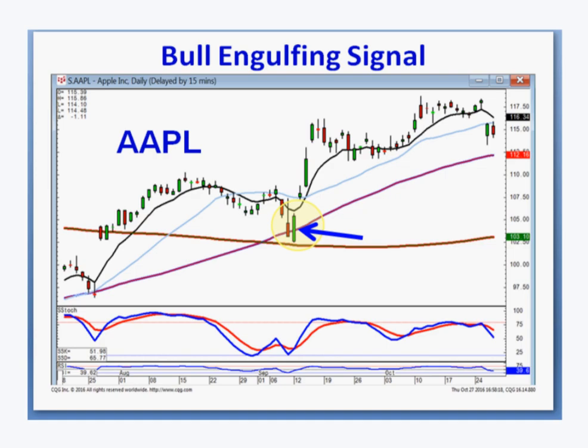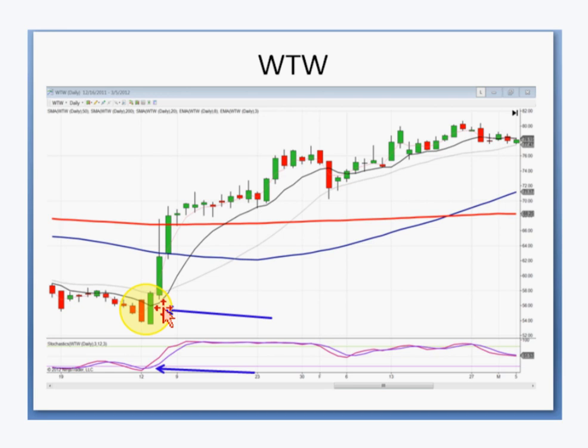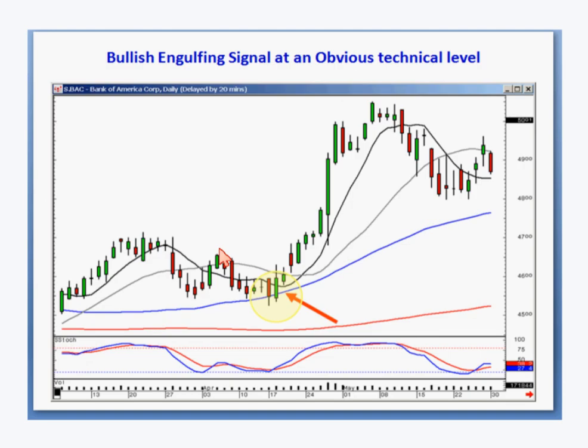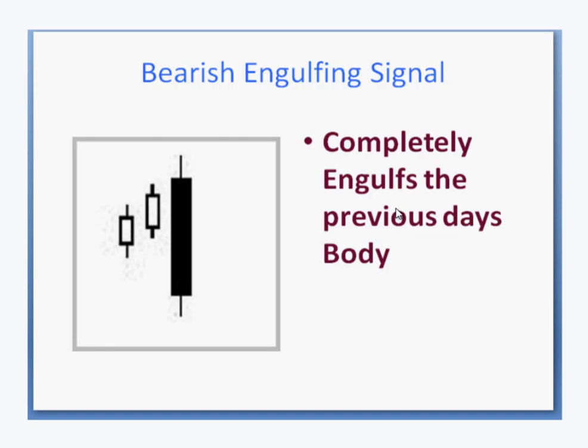So anytime I see a bullish engulfing, I'm looking for confirmation the next day. And that's another factor that helps get you into the correct trade at the correct time. A bullish engulfing signal on a support level, being confirmed the next day, breaking a resistance level, puts you in a situation where the probabilities are dramatically in your favor that you're now in an uptrend.